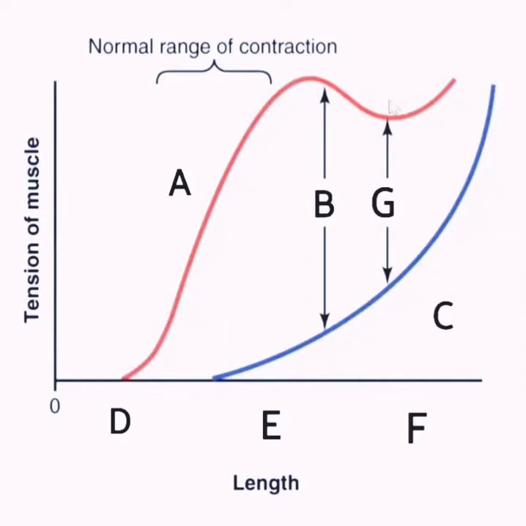The red line is the active contraction of a muscle. The blue line is the passive contraction of a muscle. And the area under the red line and the blue line shows the contractile strength or the level of contraction. So now that we have a general idea of what the graph is, we're going to take a look at the question regarding the graph.